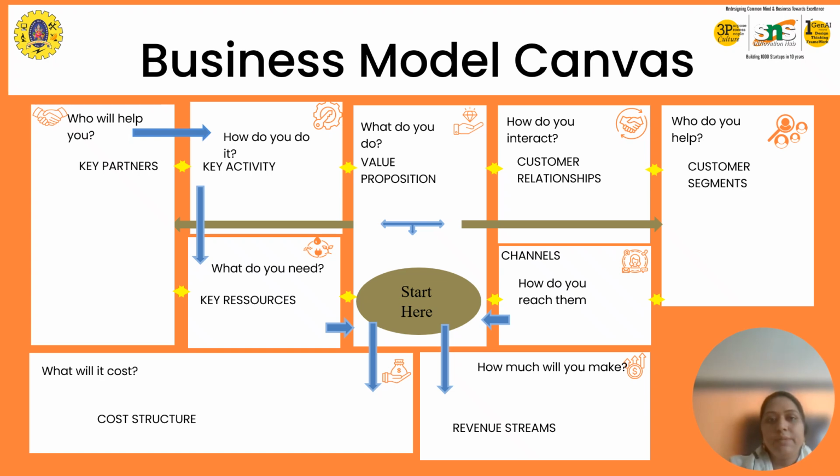There are nine important building blocks that together describe how a business creates and captures value. The nine parameters are key partners, key activities, key resources, value proposition, customer relationships, channels, customer segments, cost structure, and revenue streams. With a real example like Blinkit, you can clearly understand how this is useful for commercial usage.